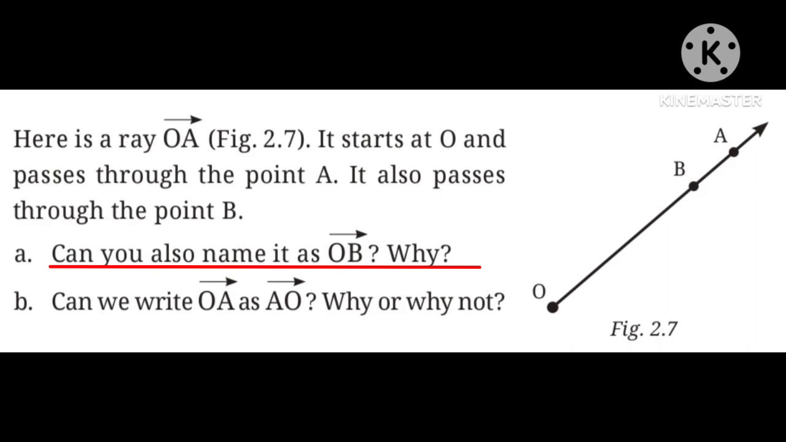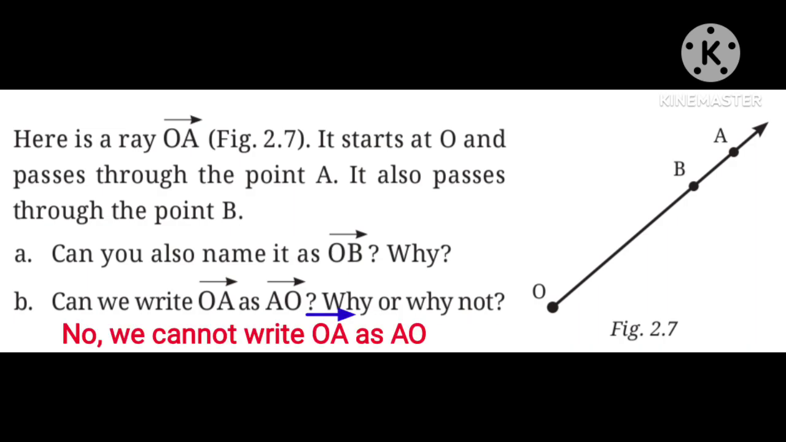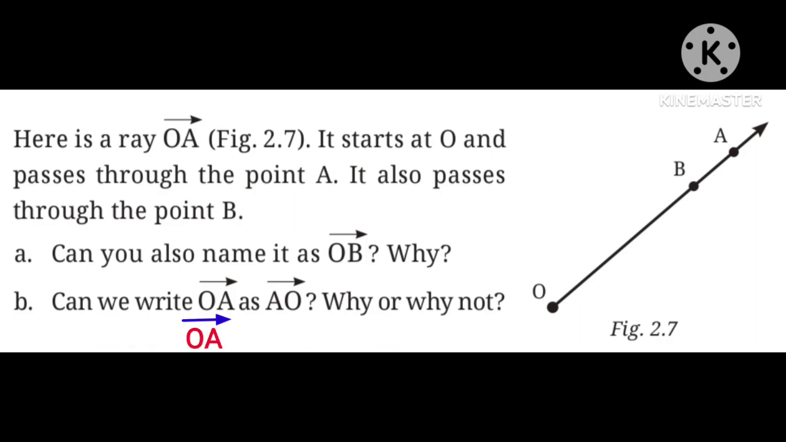Now second part, can we write ray OA as ray AO? Why or why not? No, we cannot write OA as AO because OA means O is the starting point and A is the other point on a ray. When we write AO, then A should be the starting point and O should be a point on a ray, which is absolutely wrong in this case. So we cannot write ray OA as ray AO.